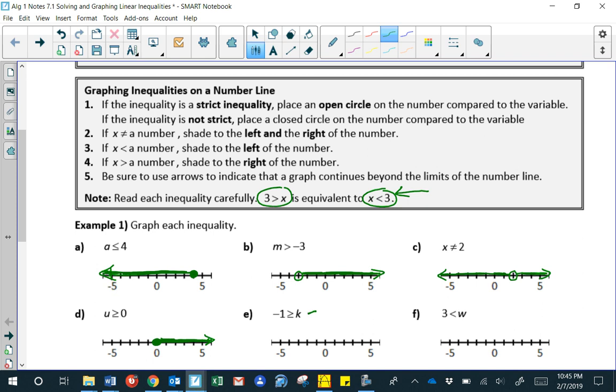In E, this would be a convenient one for us to rewrite as K is less than or equal to negative 1. So we'll put a closed circle on negative 1 and shade to the left to indicate values that are less than negative 1. F should probably be rewritten as well, as W is greater than 3. So we'll place an open circle on 3 and shade to the right of 3.